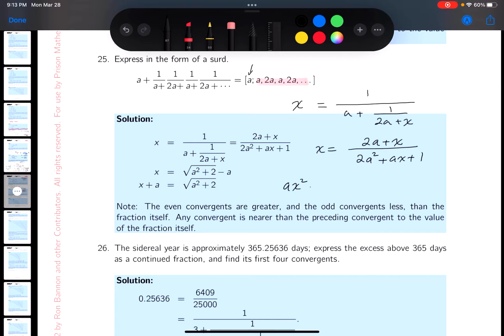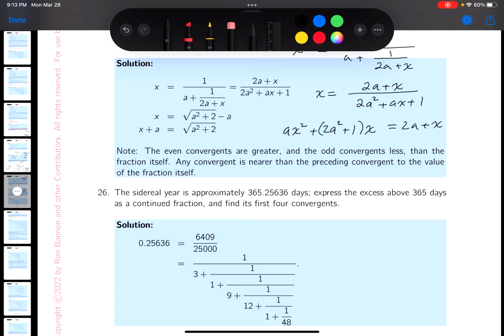Let's see, plus 2a squared plus 1 x. Make sure I did okay with that. I kind of see that, yeah. Equals 2a plus x. Well, that's going to be ax squared. And then I'm going to subtract 1x from both sides. So what are you going to get? 2a squared x then, and then minus 2a equals 0.